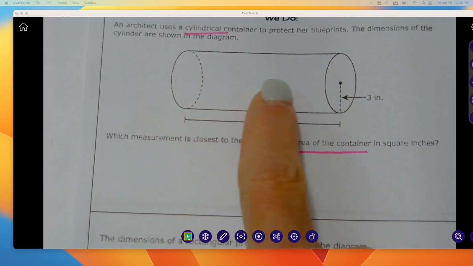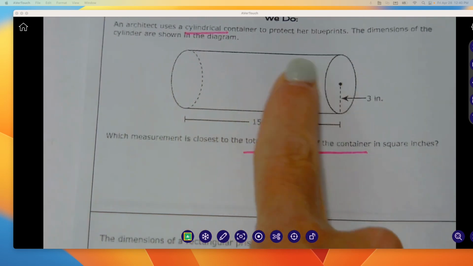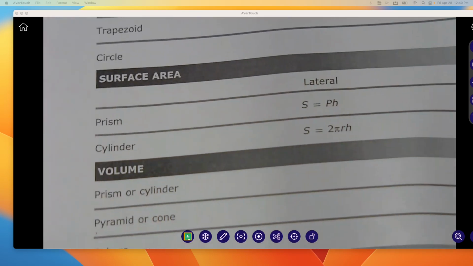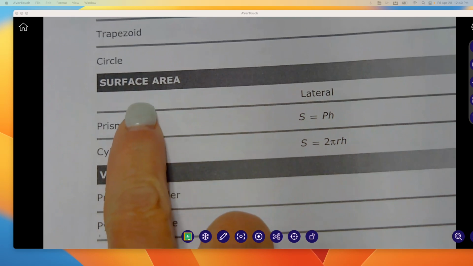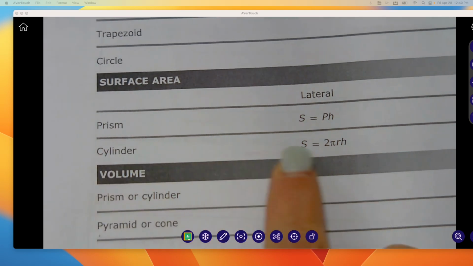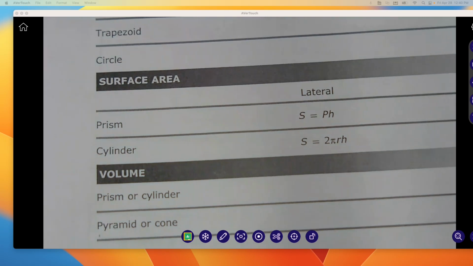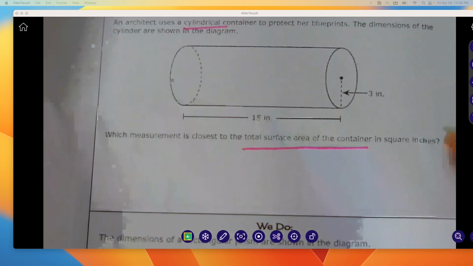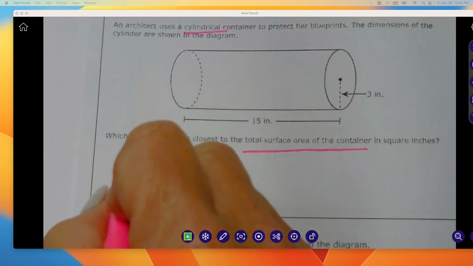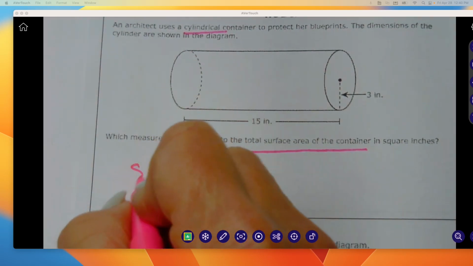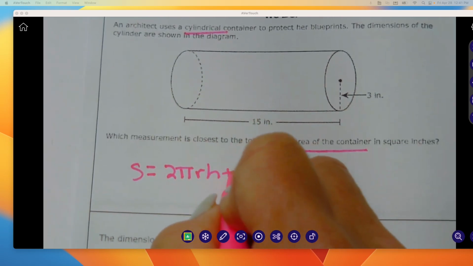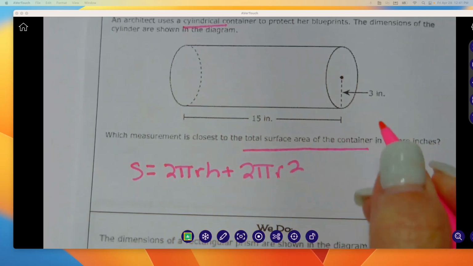We're covering all of this. That's what total surface area means. It means the area of the entire thing. Okay, so first you're going to look at your formula chart and you're going to look at surface area. You're going to go to cylinder. This first one is lateral, and the second one is total. So we're going to write this exactly the way it is on our formula chart. Okay, so we're going to write S is equal to 2 pi RH plus 2 pi R squared.